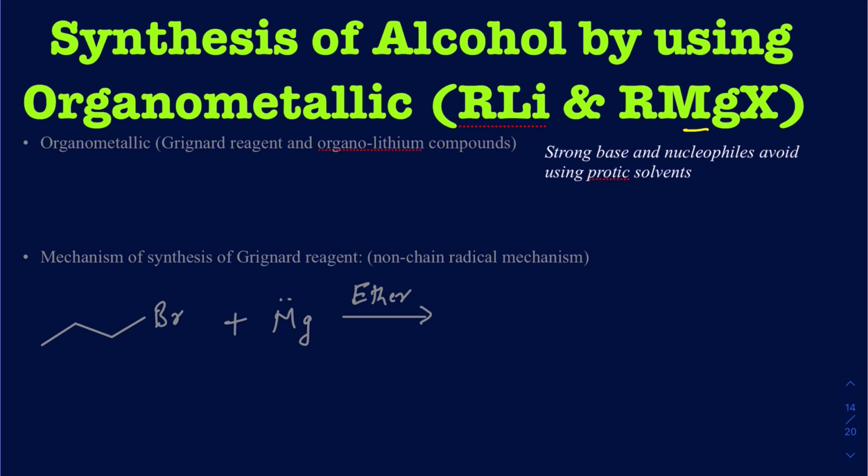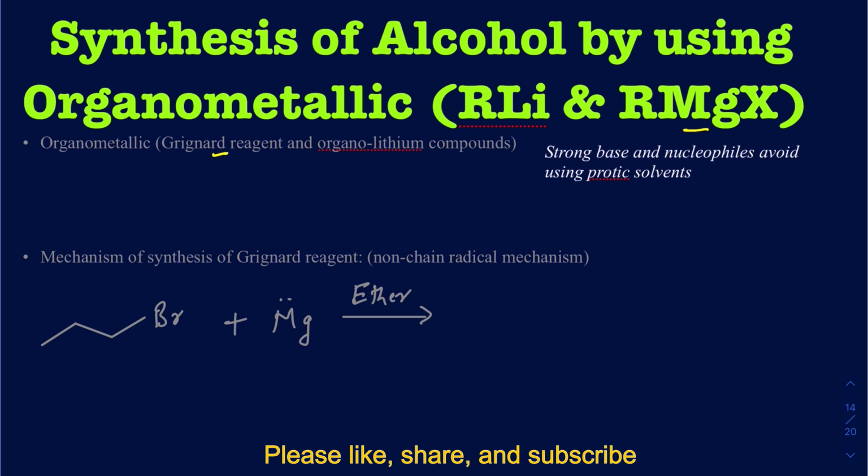Hello everyone, in this video we're going to be talking about how to make alcohols by using organometallic compounds. The most common organometallics are the organolithium and the organomagnesium compounds. The organomagnesium compounds are also called the Grignard reagents. What's so good about these compounds is they have a very polar bond between the carbon and the metal, or you can also say it's an ionic bond technically because it's a metal and non-metal bond.